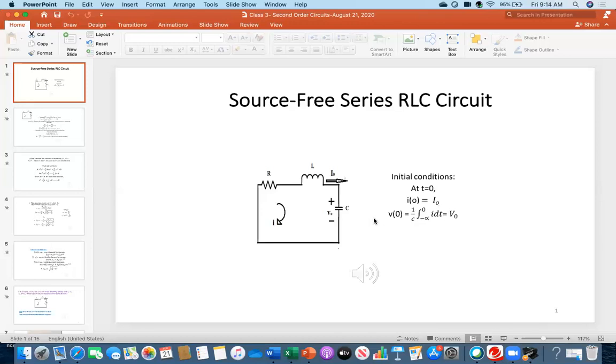Now, based on these two initial conditions, we have to find out the current expression. Based on that, we can determine the type of the response. Is it overdamped, underdamped, or critically damped? It is exactly the same type of analysis as for the source-free parallel circuit. The only difference is that this is a series circuit. Last class we discussed the parallel circuit. Okay, so now moving forward.